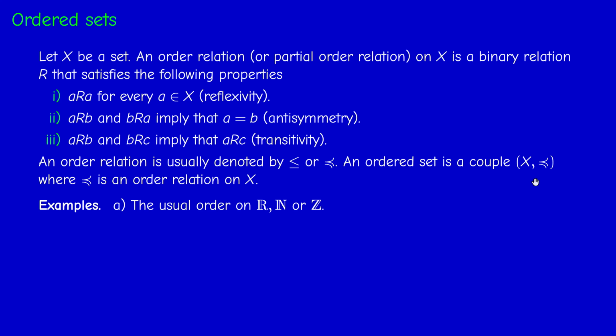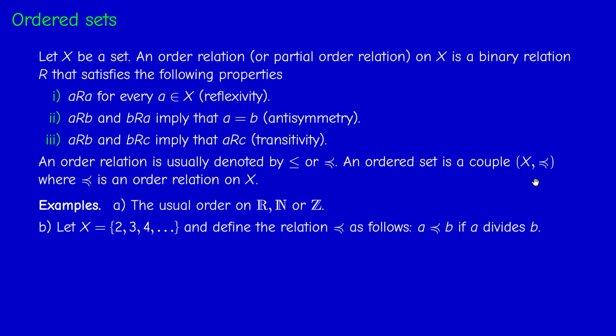A series of quick examples. The usual order on R, N, or Z, just less or bigger. Okay, so you know that. This is the usual order that you know from high school. A less trivial order relation: consider the set of integers bigger than 1, so starting from 2. I will tell you why I didn't put 1 here. Okay, and define an order relation as follows. A is related to B, A is less or equal than B, if A divides B.